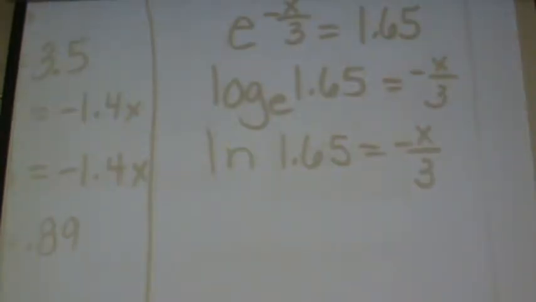It's 0.5. So ln 1.65 is 0.5, and then multiply that by 3. Divide by negative 1. Did you get negative 1.5? Yeah.